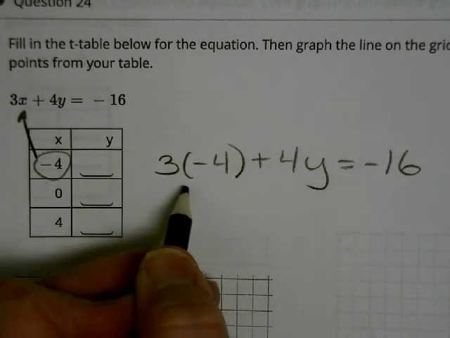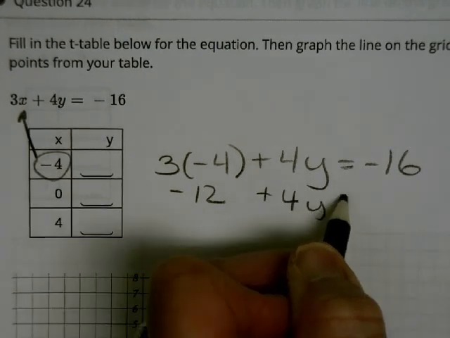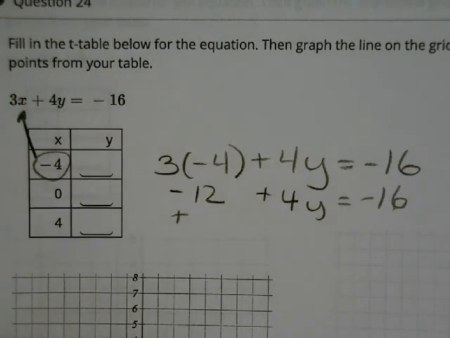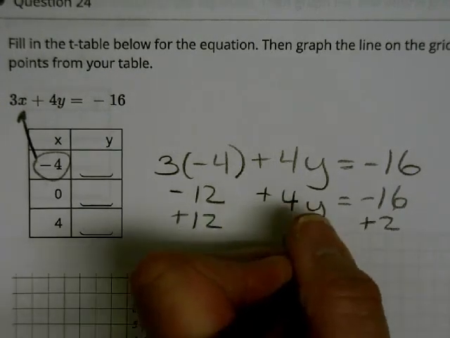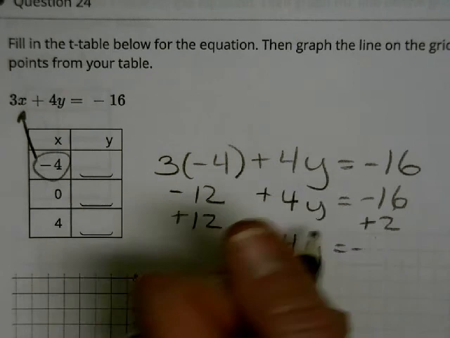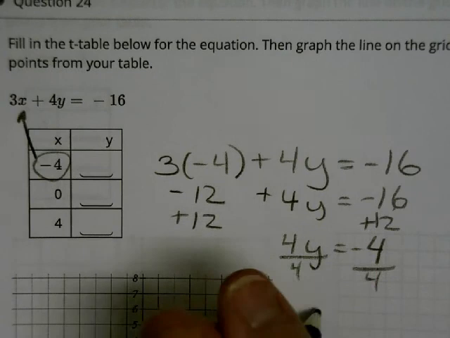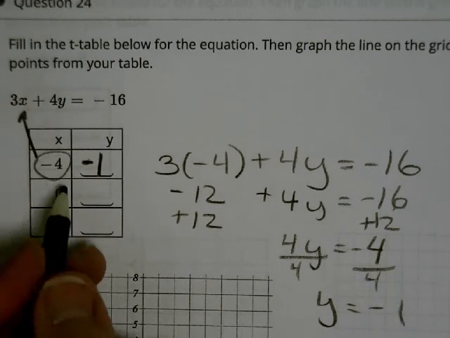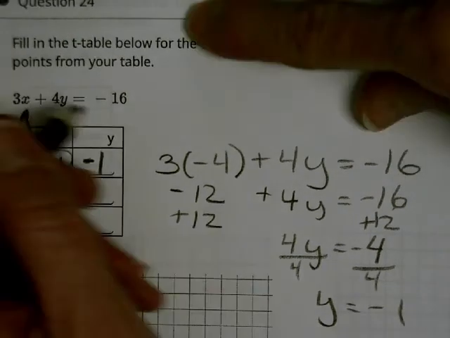Right here, we got to put this in for x and find y. So 3 times the negative 4 plus 4y is negative 16. So negative 12 plus 4y is negative 16. You with me? Add 12. So 4y is negative 4. There we go. Divide by 4. It is negative 1.